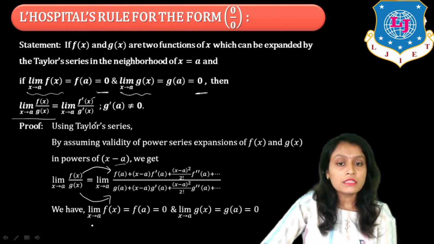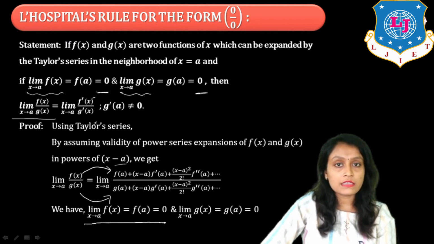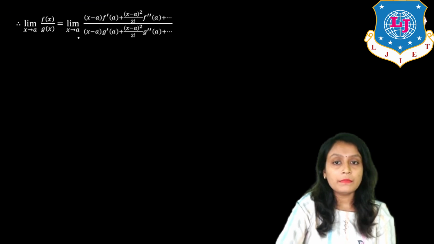Now we know limit x tends to a f(x) is equal to f(a), and that is equal to 0, and limit x tends to a g(x) is equal to g(a) is equal to 0. So we will substitute 0 for f(a) and g(a). So you will get limit x tends to a, (x minus a) f dash a plus (x minus a) whole square upon 2 factorial f double dash a plus so on. And in the denominator you will have (x minus a) into g dash a plus (x minus a) whole square upon 2 factorial g double dash a and so on.